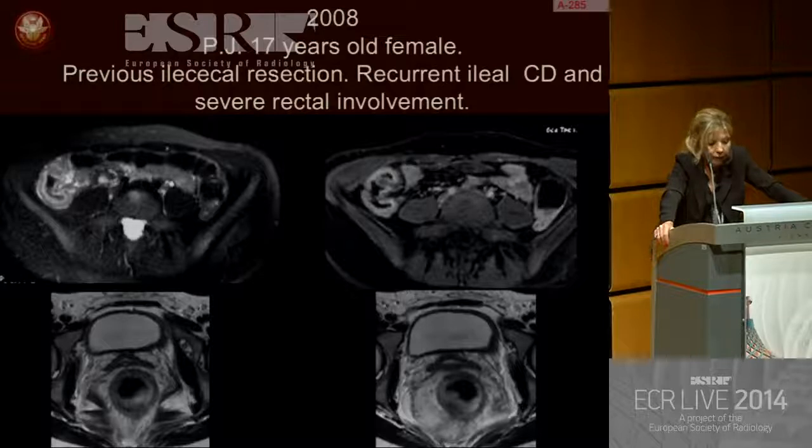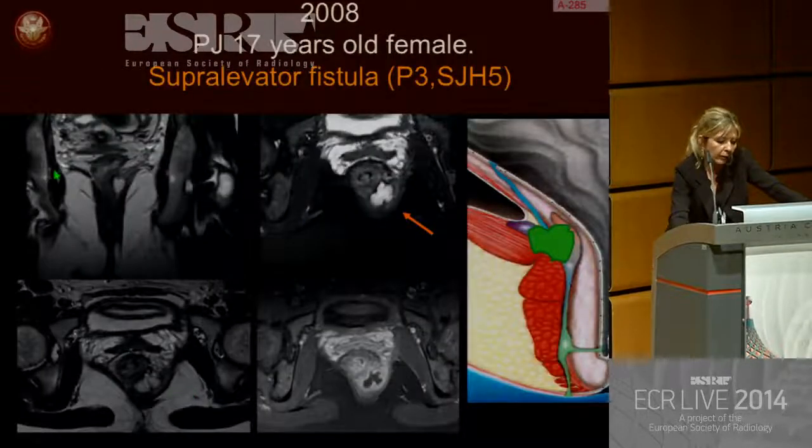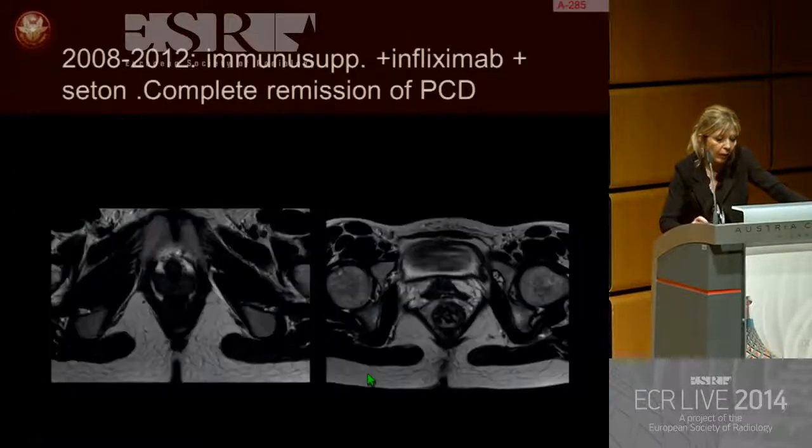This is another case of a very severe and active disease in a very young girl who underwent ileocecal resection at 15 years and had recurrent Crohn's disease at the level of the anastomotic region, but also very severe proctitis, and who developed this supralevator fistula with abscess, as you may clearly see here.